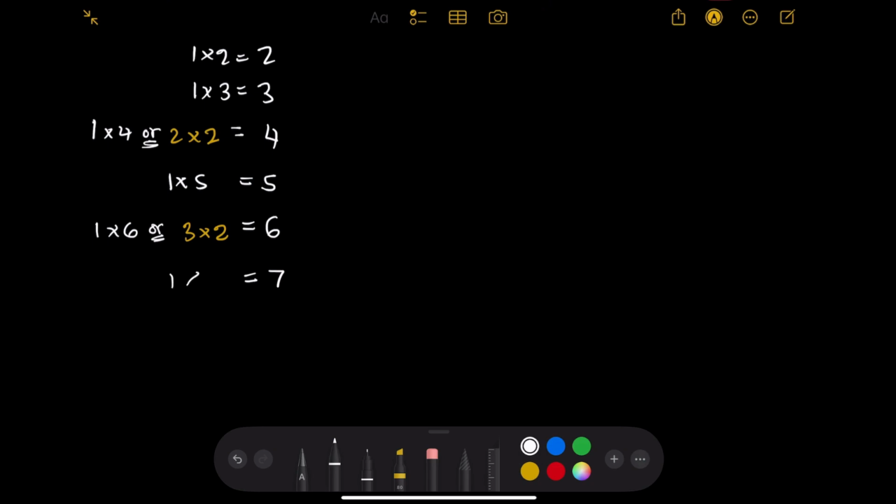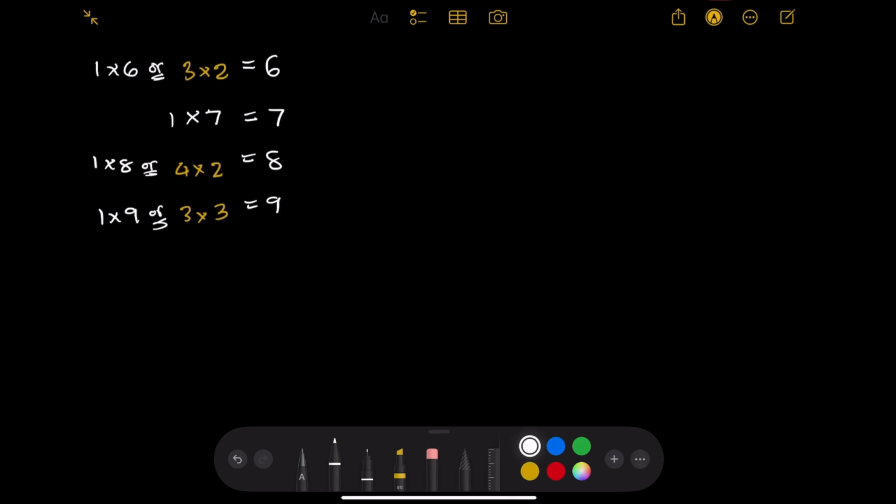When I think about the number 7, what can give me the number 7? Only 1 times 7. Then when I think about the number 8, what can give me the number 8? It's either 1 times 8 or 4 times 2, right? Let me just put that in another color. Or 4 times 2. Then when I think about the number 9, what can give me the number 9? It's either 1 times 9 or it's 3 times 3.